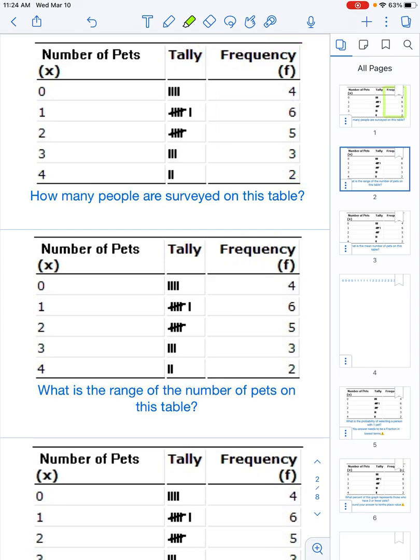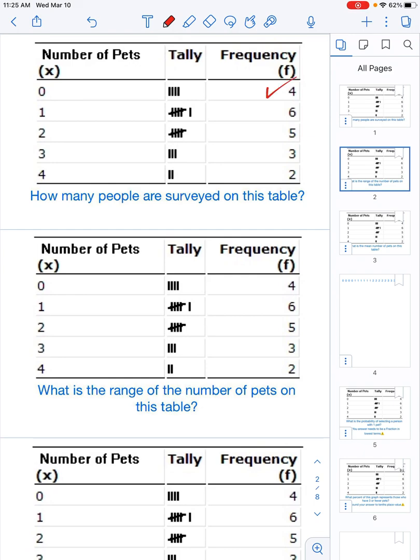So let me present a scenario that you see here. The question being asked is, how many pets do you have in a household? What you're doing is surveying people. You can survey people anywhere you want. People walk by you and you say, hey, could I please ask you a question? I'm doing a survey for school here. I'm doing a math experiment using data. Could you tell me how many pets you have in your household? And then the person would respond to you. Now notice, these are the responses.